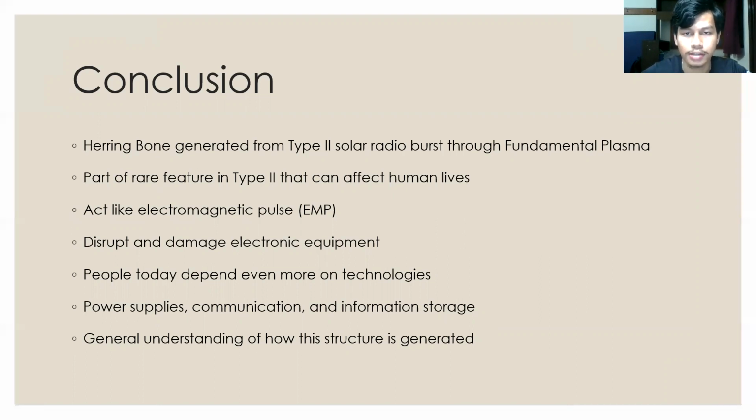This is important because herringbone is a part of a rare feature in type 2 solar radio bursts which can affect human lives on Earth. This is because herringbone can act like an electromagnetic pulse, or EMP, that can disrupt and damage electronic equipment. Compared to 1989, people today depend even more on technologies. Power supplies, communication, and information storage are important. Disruption in this can cause unimaginable losses.